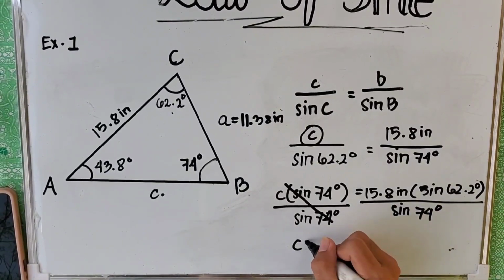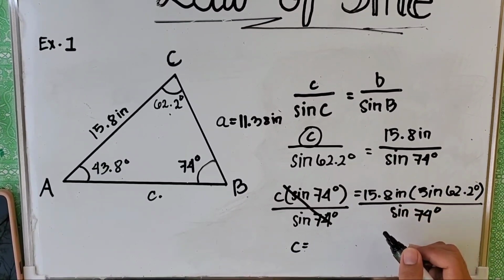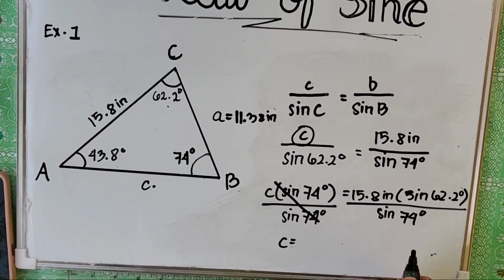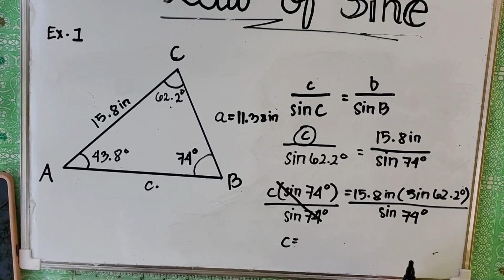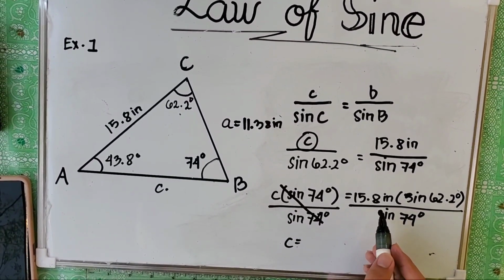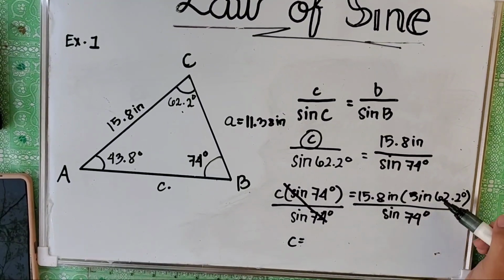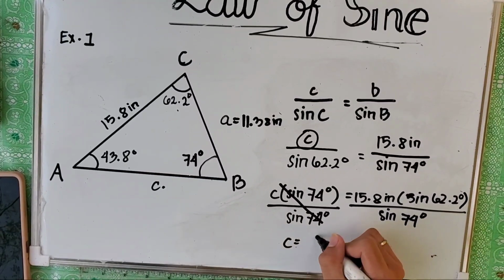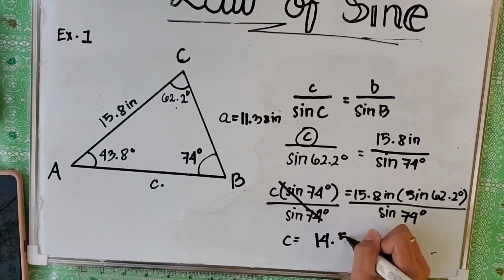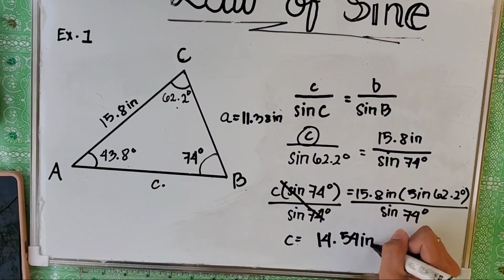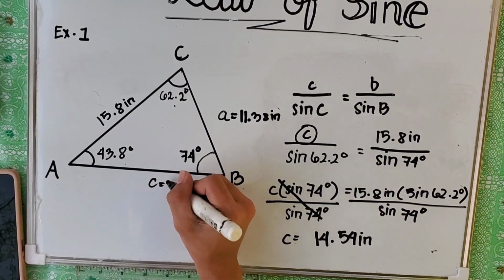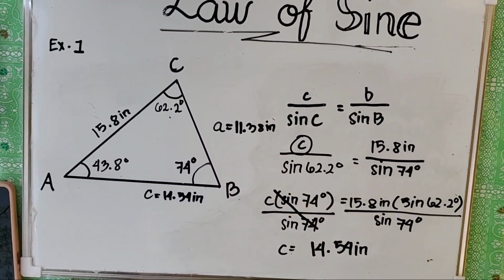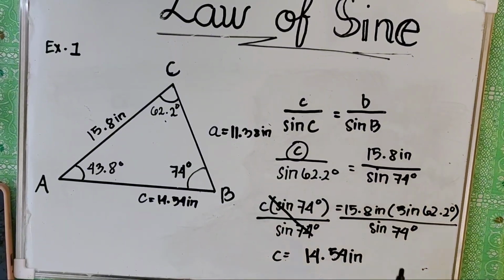Now the last part is to solve this equation in your calculator. In solving this last side, which is side C, 15.8 inches multiplied by sine 62.2 degrees all over sine 74 degrees is equal to 14.54 inches. So we have the value of our C, which is 14.54 inches. That is our first example for the law of sines.